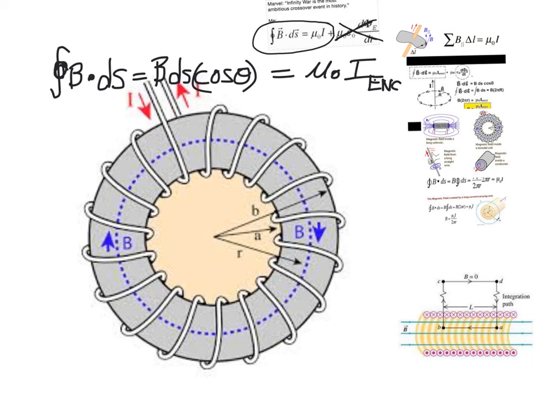So the figure shows we have a toroid with an inner radius A and an outer radius B, and we pick any r we want, as long as it's bigger than A and smaller than B, and we draw a circle. Because from the symmetry, it's obvious that whatever magnetic field is in there is going to be circular. So now we just need to do our integral.